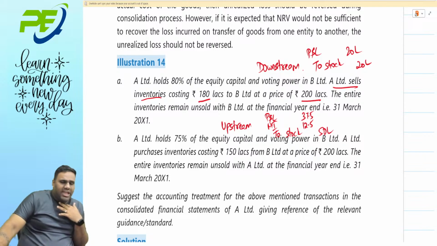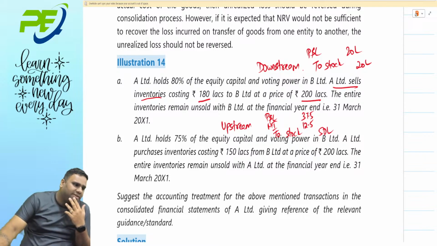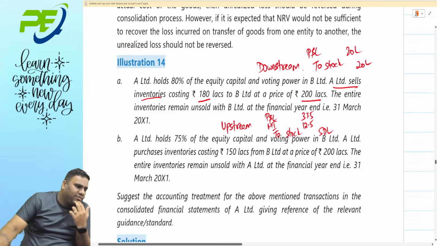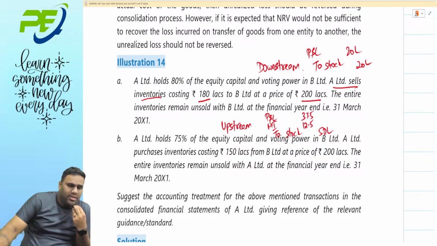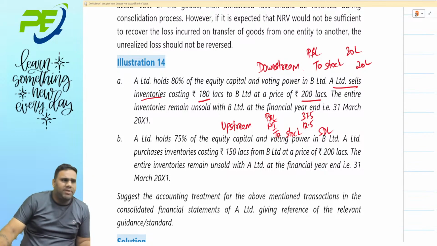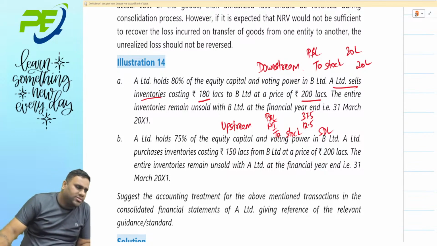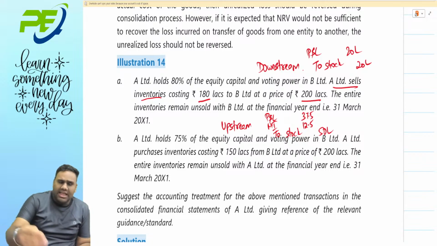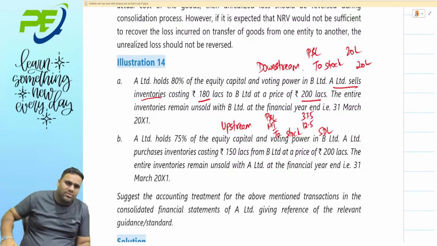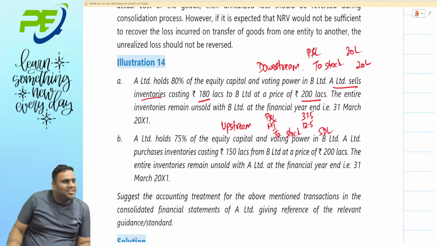So it's 12:45. I'm leaving you for a break. We will start by 1:45. Three big illustrations we need to complete. If we complete by 4, then at 4 o'clock I'll leave you as soon as we complete this and MCQs. Then 5 o'clock.